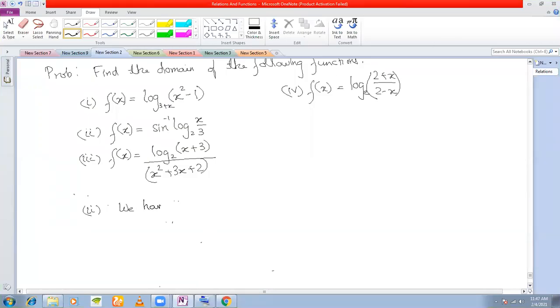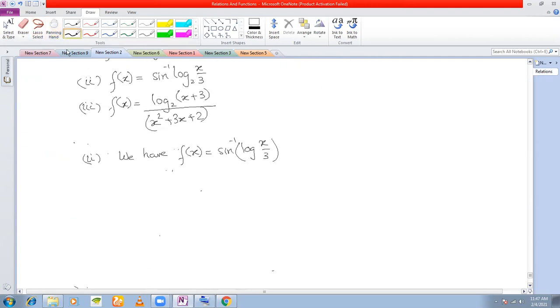We have f(x) is equal to log of sine inverse of log x by 3. Do you know what the inverse function is? Inverse trigonometric function. This is just an introduction. Tan to the power of minus 1 is written as tan inverse.